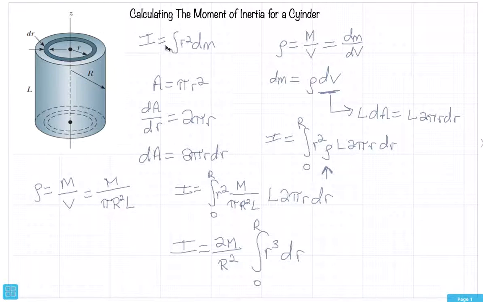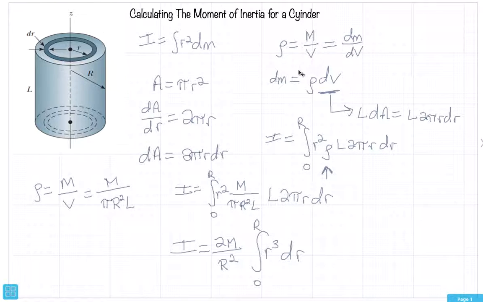Again, starting with I equals the integral of r squared dm, we're going to go back to the idea that we want to rewrite dm in terms of r. So the density is equal to mass over volume, which should also be dm over dV. And here we are using volume, because this is a three-dimensional object, so we can't play the line trick with a very, very thin rod.